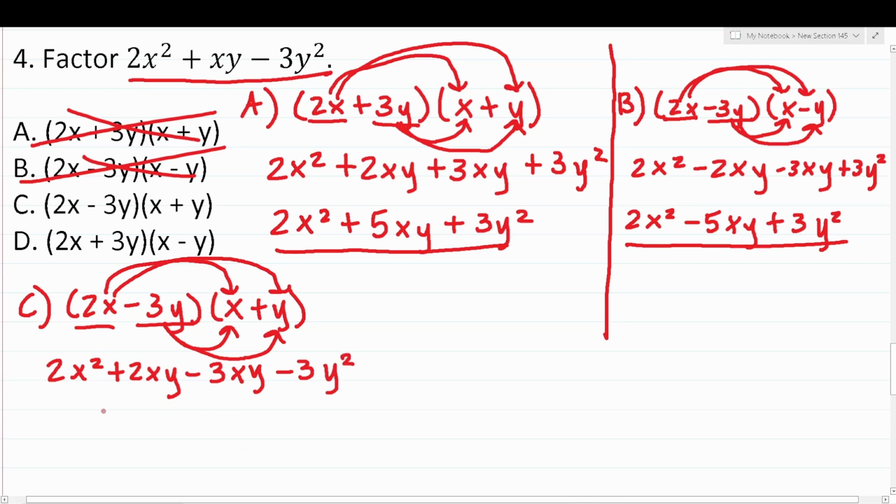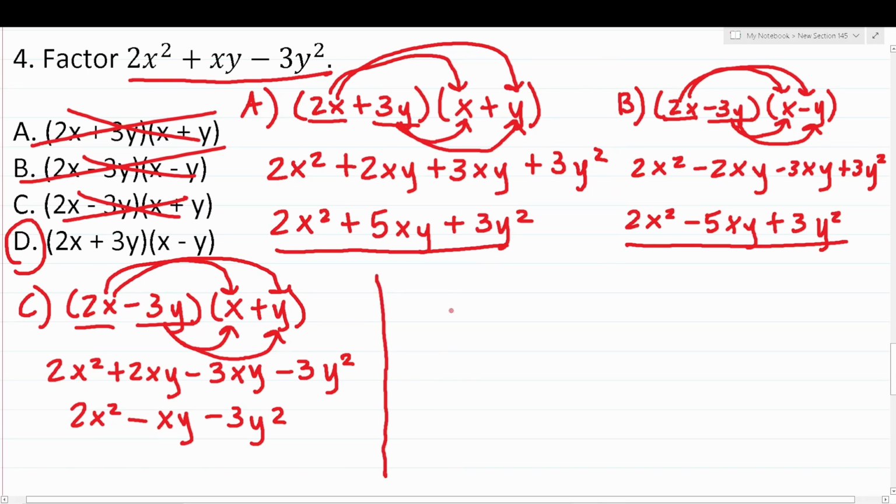Let's go ahead and simplify this. This becomes 2x squared plus 2xy minus 3xy is going to be minus xy, and then we just have minus 3y squared. Well, does this match? We have 2x squared minus xy. This is plus xy, so I know that C doesn't work, and by process of elimination, we know that D works. All right, let's go ahead and check D real quick.